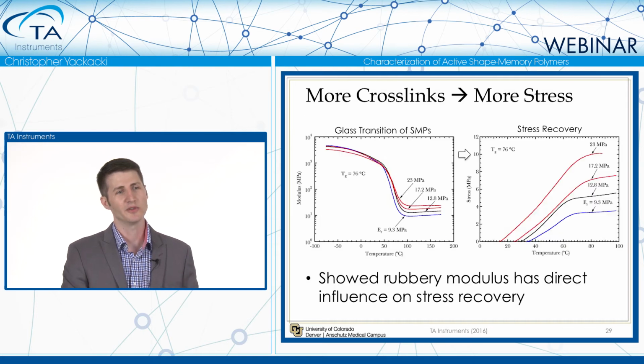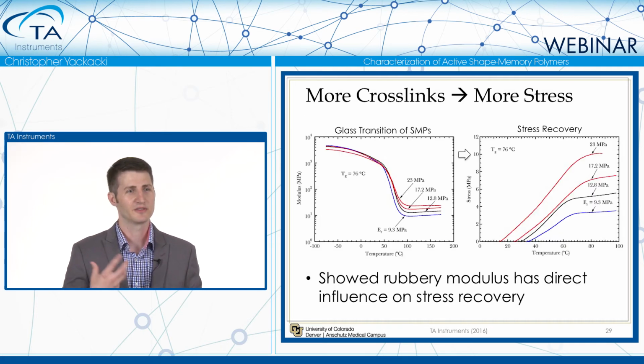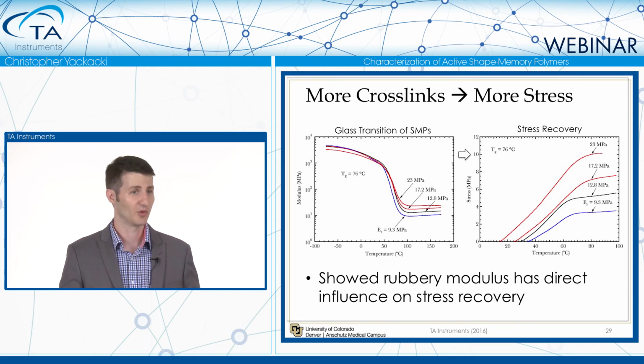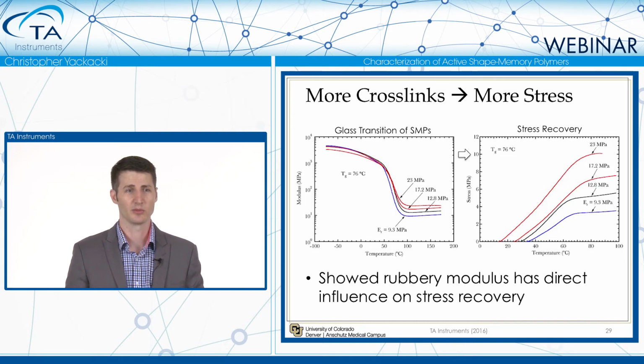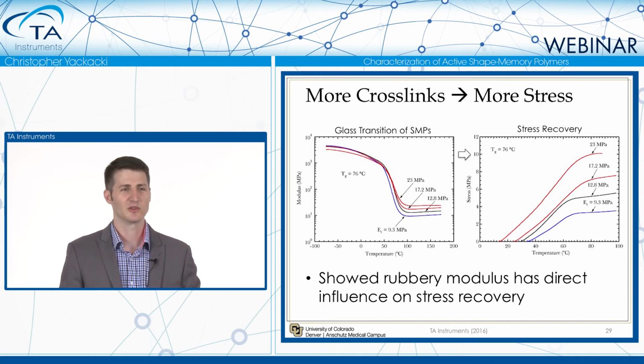So what we were able to correlate was that for these 4 different networks with 4 different rubbery moduluses, or 4 different crosslink densities, when we measured the stress upon recovery, that increased pretty much proportionally with the rubbery modulus. So the original glass transition curves are here on the left. Over here on the right, you can see the different stress recovery.